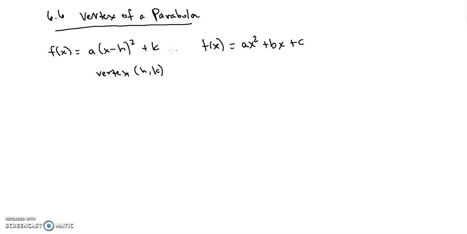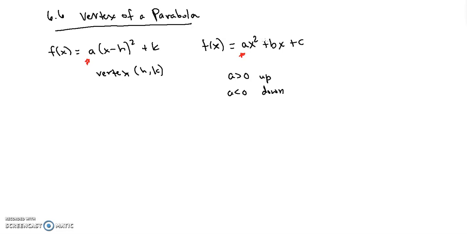So these are just two different forms of a quadratic. The a here is actually the same as the a here. So all of the stuff that we learned about a is the same one here. So if a is positive, it's up. If a is negative, it's down. If a is bigger than 1, it's narrow. If a is less than 1, it's wide. So all of that stuff still applies.